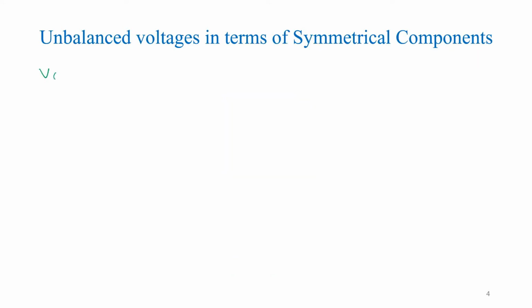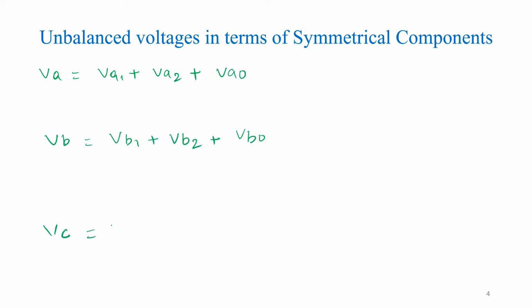You can represent VA is equal to VA1 plus VA2 plus VA0, and similarly VB and VC is equal to VC0. Now here each equation has three symmetrical components with respect to phase A, three with respect to phase B, and three with respect to C. In total we have 9 different components. So it is time consuming to get the solution.